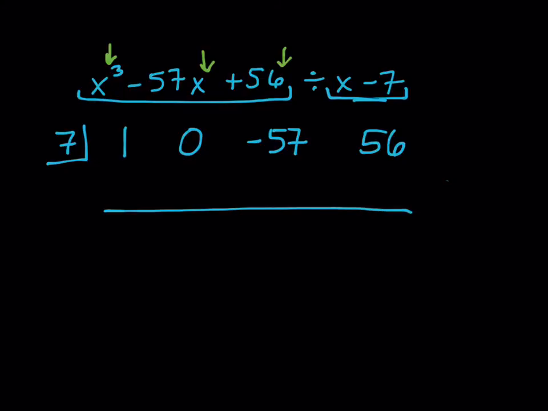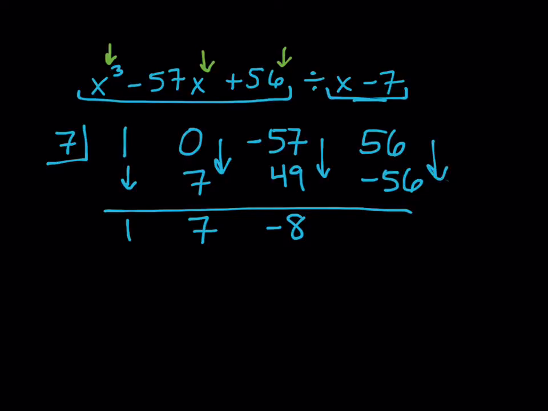Draw a line, and to start off, bring down the 1. Then 1 times 7 goes here. Add to get 7. Then 7 times 7 is 49. Negative 57 plus 49 is negative 8. Then negative 8 times 7 is negative 56. And then adding 56 plus negative 56 is 0.